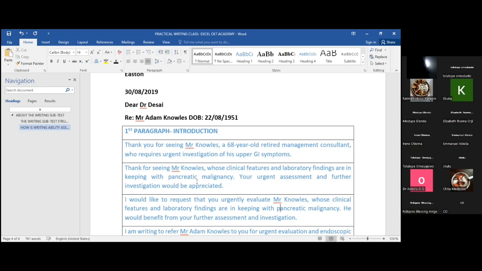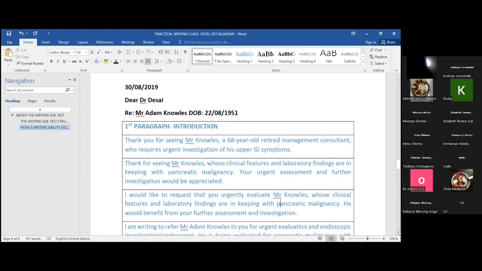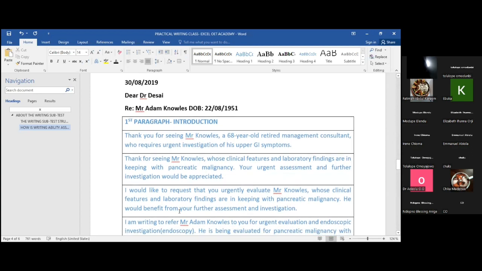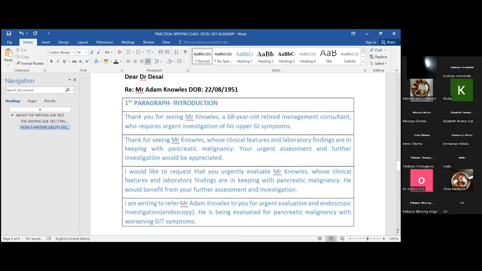When you're practicing, you choose one or two that you're very, very comfortable with writing. So you can see, he would benefit from your further assessment and investigation. All right. Now let's look at this. I will show you how everything is very similar, okay? When I'm done with reading the four. So now look at this.